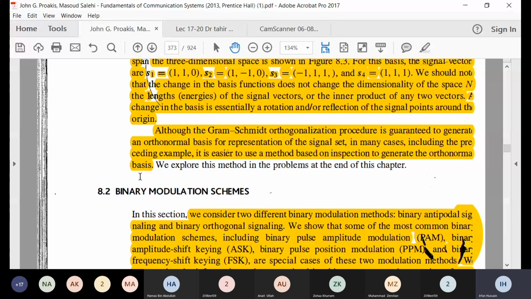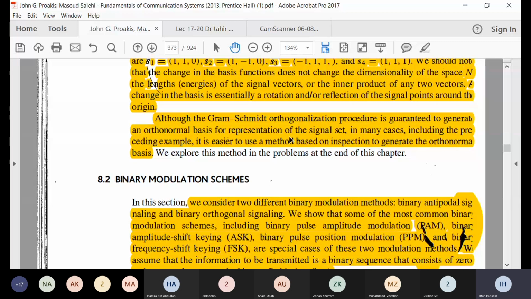So Gram-Schmidt, yes, it gives us an orthonormal basis for representation of the signal sets, but in many cases you can just observe the signals and you can make up your orthonormal set. You don't have to follow the procedure, but if you follow the procedure, definitely you will get the correct orthonormal basis.